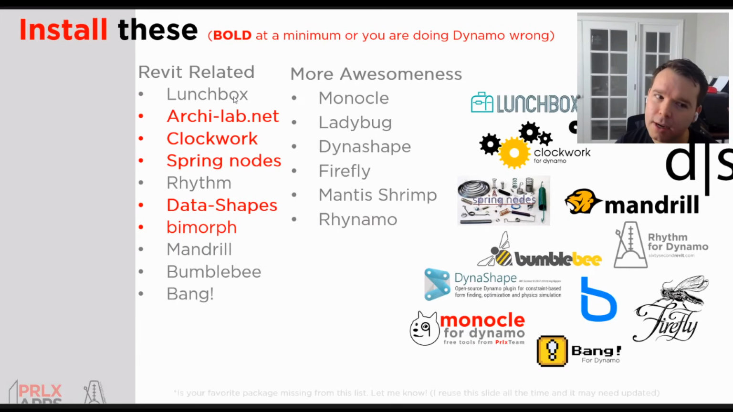I did learn today that Lunchbox is a little bit harder to find now, so you'll have to look that one up. It's still on my suggested packages because I use it a lot. But you'll need to go to their website and look at that. It was on the package manager for Dynamo, but you'll have to look some more and find the version. That is something I found out while prepping for this. Kind of interesting.